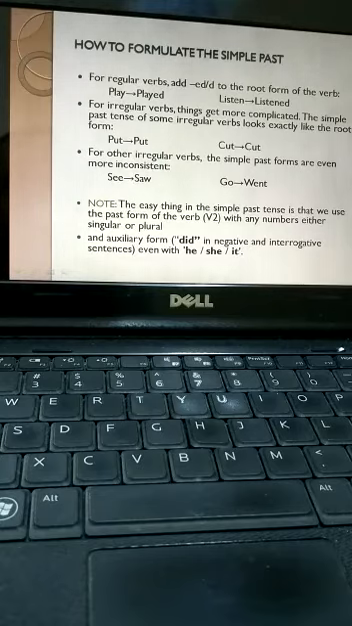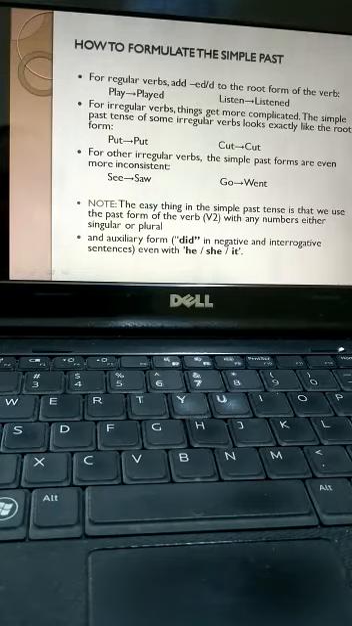So now how to formulate the simple past? First of all, for regular verbs, we simply add either ed or d to the root form, means base form of the verb, like play becomes played and listen becomes listened. For irregular verbs, things are even a bit more complicated.